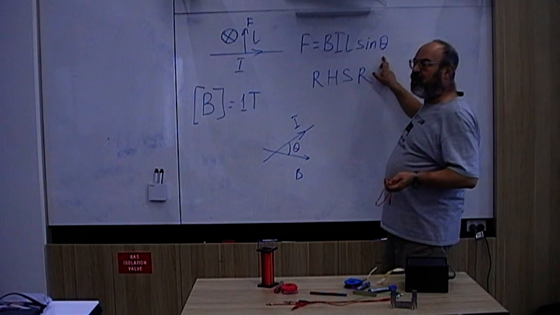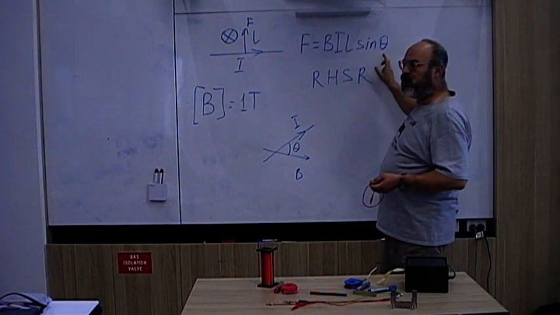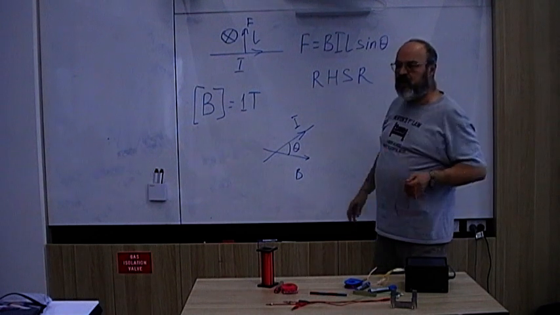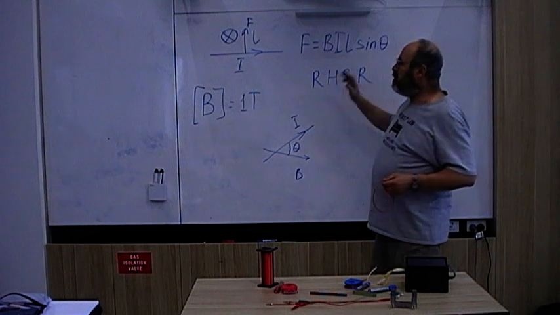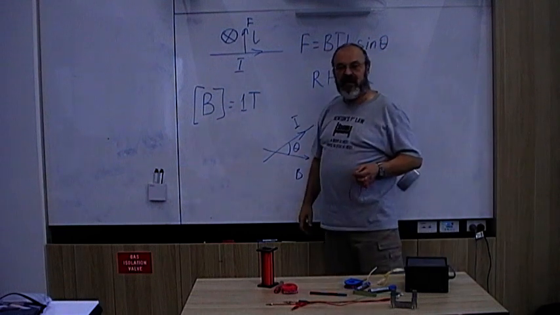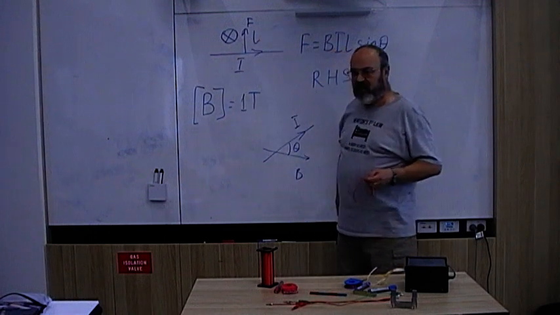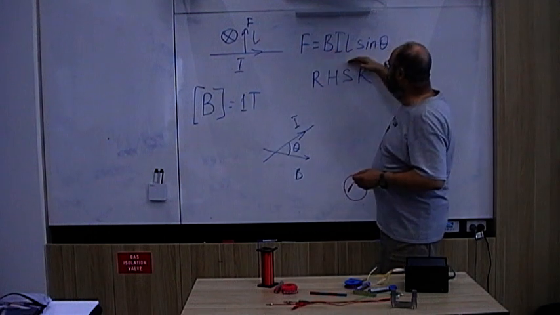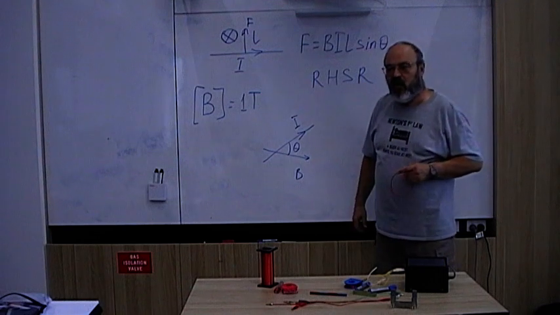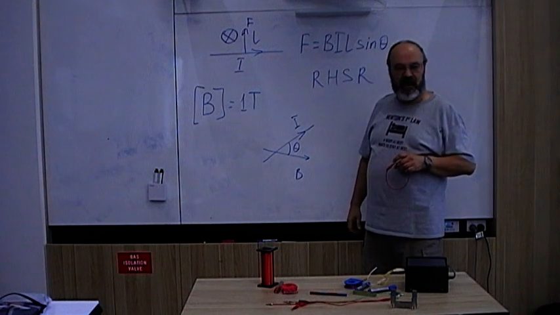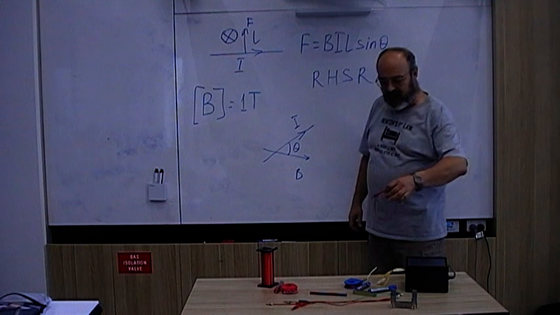90 degrees, because sine 90 equals 1. The maximum will be 90. Most of the cases we will be considering when it's 90 degrees between current and force, but between current and magnetic field. So that is the force acting on the wire in the magnetic field.